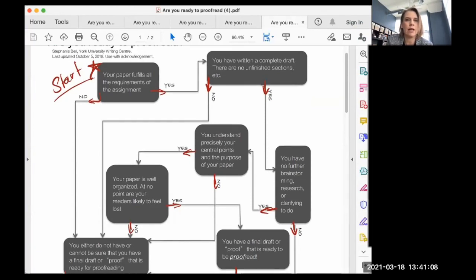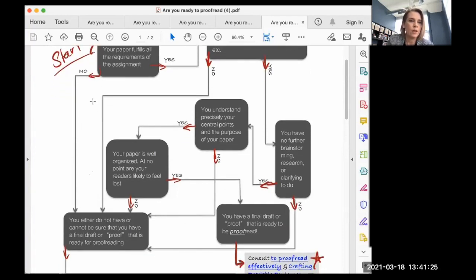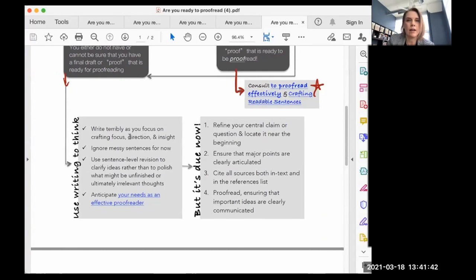You start at the beginning and you start asking questions like, does my paper fulfill all the requirements of the assignment? If you're unsure, you need to go back to the assignment question and reread it and see if it fulfills all the requirements. If it doesn't, then we follow this little arrow that says no all the way down to this box that says you do not have or cannot be sure that you have a final draft or proof that is ready for proofreading. And so what you should do is keep writing.